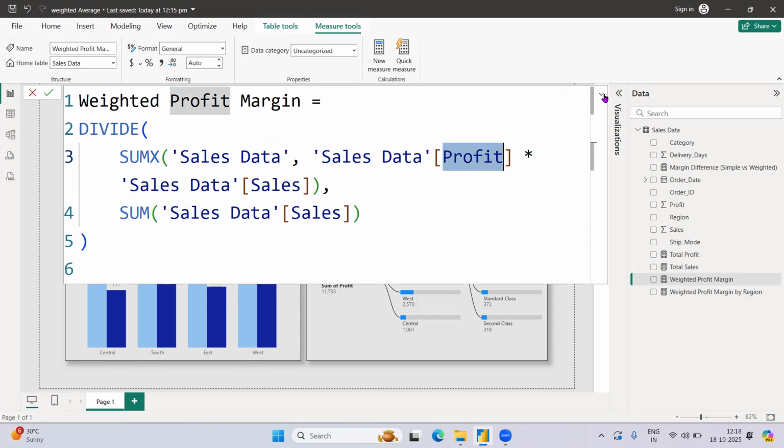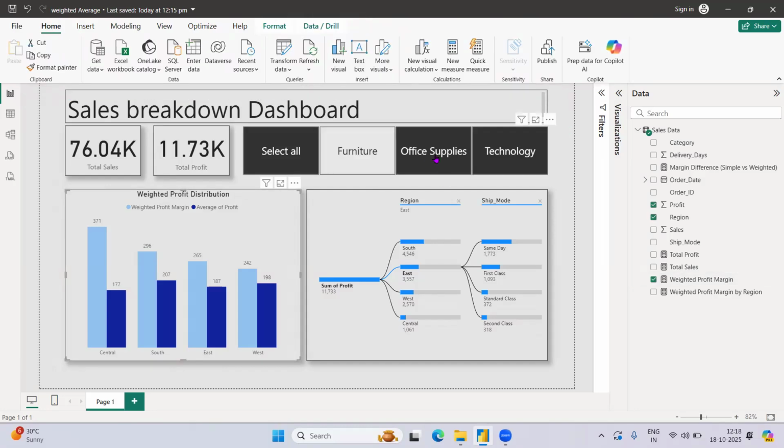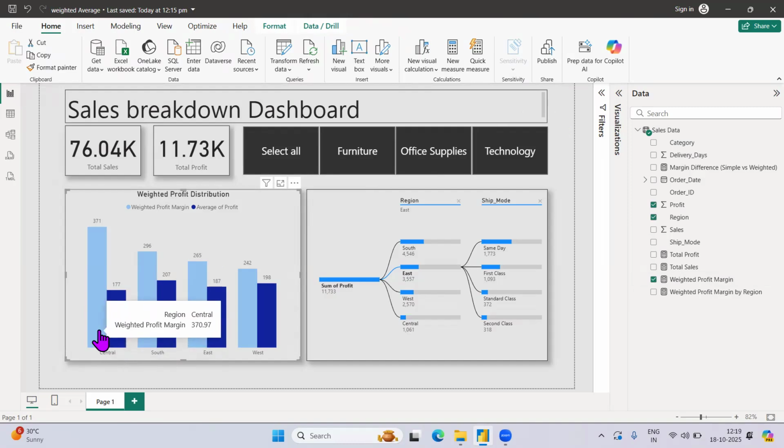So when I go by the chart, if you see, I have selected all the regions. For the central region, the average profit per sale is around $176, whereas the weighted says that 370 is what we are generating. There is a huge difference between these two. The first question that comes in is why? Because we have weighted this by the profit and the sales.